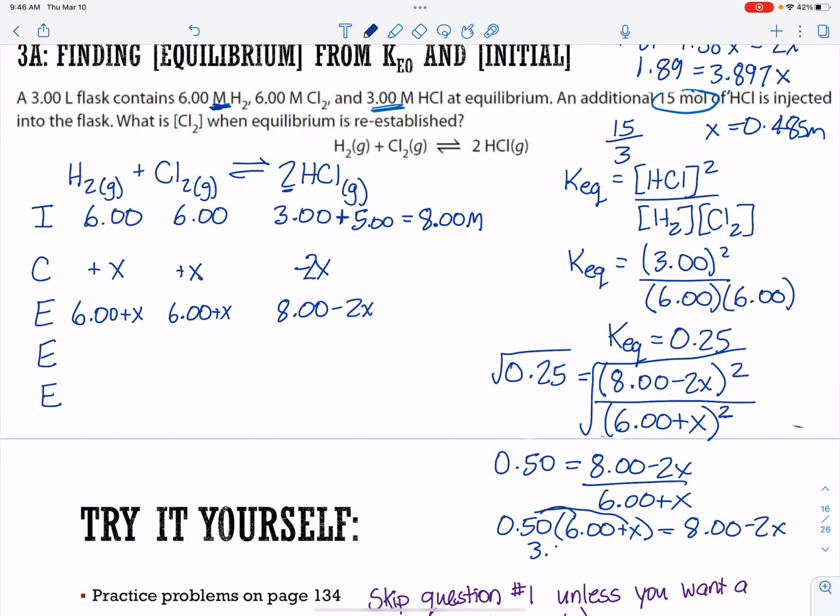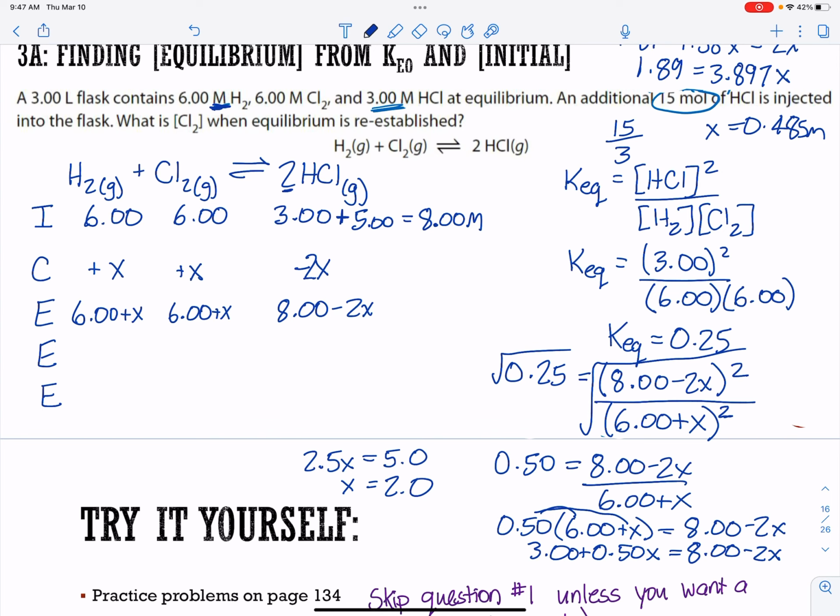So I've got 3.0 plus 0.50x equals 8.00 minus 2x. Kind of running out of room here. I'm going to collect my like terms, so I'm going to bring all of the x's over to the left-hand side. I'm going to have 2.5x. I'm going to bring the 3 over to the other side, so I'm going to subtract 3 from both sides. Is equal to 5.0. And I got x is equal to 2.0.